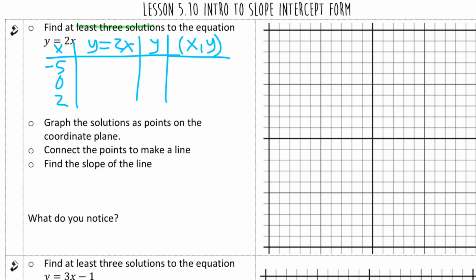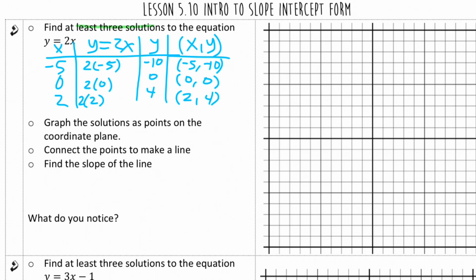Great, so hopefully you got that done. So here we should have 2 times -5, 2 times 0, and 2 times 2. We should know that this is -10, 0, and 4, and that gives us our coordinate points: (-5, -10), (0, 0), and (2, 4).